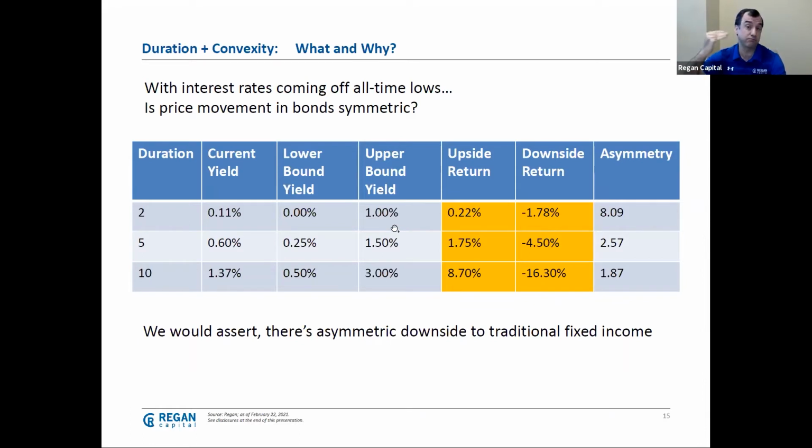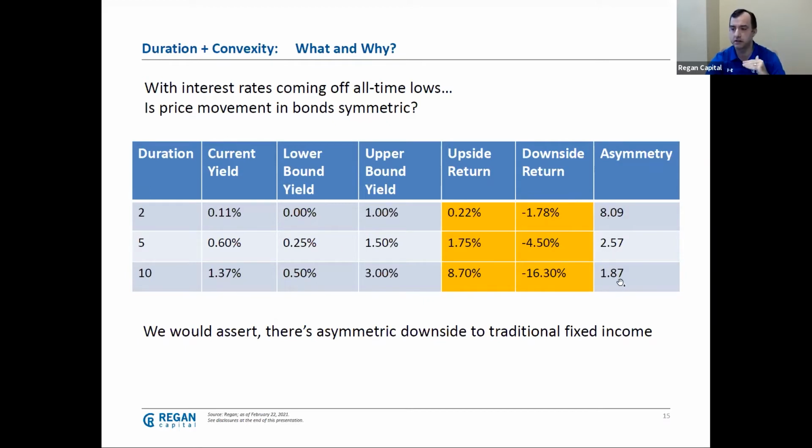And then we look at realistic upper bounds on 2s, 5s, and 10s, perhaps over the next 3 years. So our upside is basically where we are versus where we could go. Your upside on 2s is 22 basis points, but your downside is 1.78. We call that an asymmetry. All we're doing is dividing 1.78 by 0.22. You have a negative asymmetrical return of about 8. So you have 1x upside, but 8x downside.